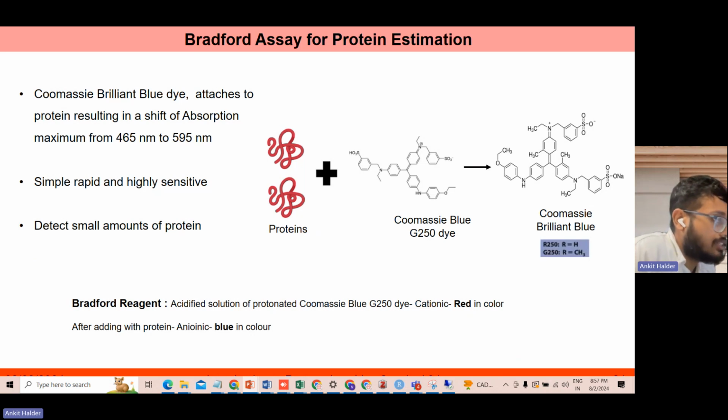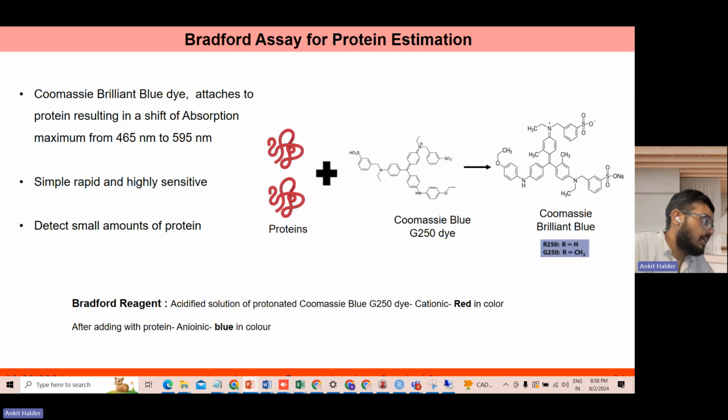So Coomassie blue dye absorbs at 465 nanometer. But when it gets attached to the protein, it forms a complex that leads to the shift in the absorption maxima from 465 nanometer to 595 nanometer. This is very simple, very rapid, and highly sensitive, and it can detect small amounts of protein as well.